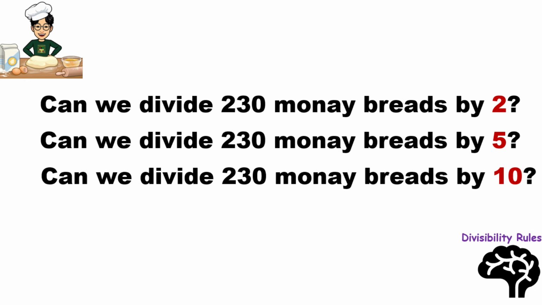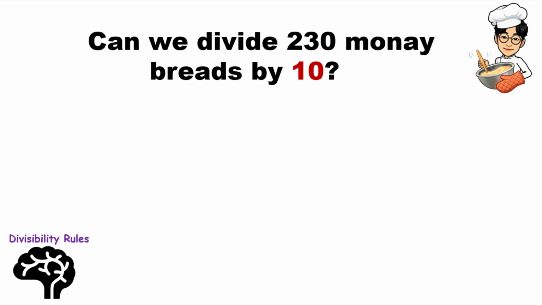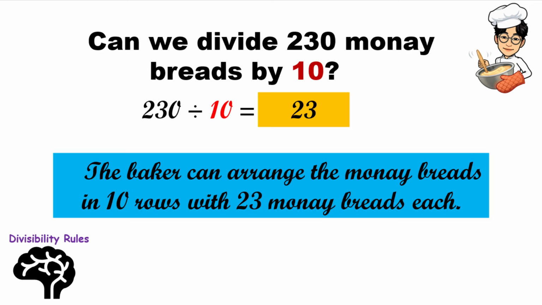Let's go back again to our problem. Now that you know the divisibility rule of 2 and 5, let's have the last question. Can we divide 230 Monet breads by 10? Let's have 230 divided by 10. The answer is 23. Very good, learners. The baker can arrange the Monet breads in 10 rows with 23 Monet breads each.